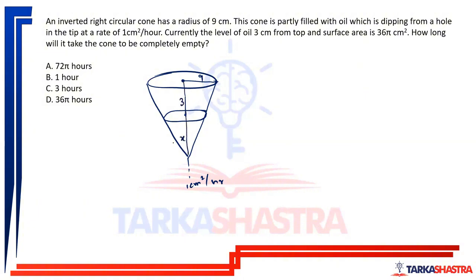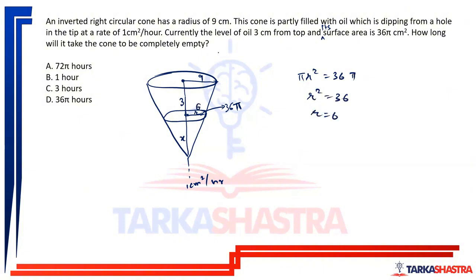This is X. And its surface area is 36 pi. So this surface area is what they are talking about. It is 36 pi. How long will it take the cone to completely get empty? Simple. Now this is 36 pi. Will I be able to find out the radius? Yes. So pi r square is 36 pi, so r square is equal to 36, r is equal to 6.